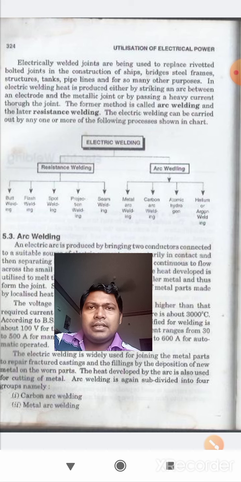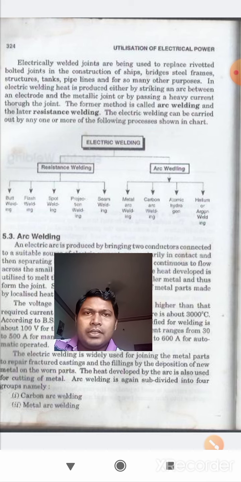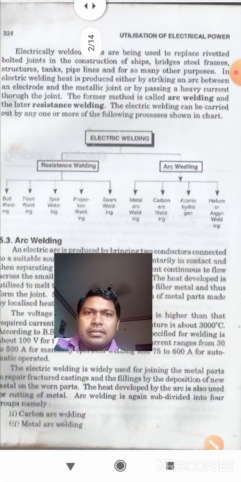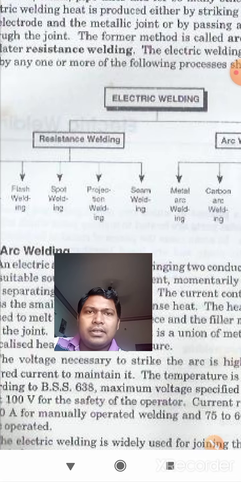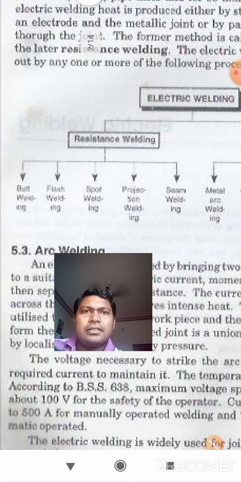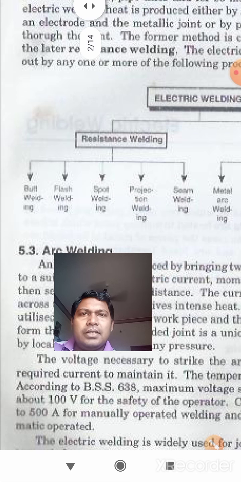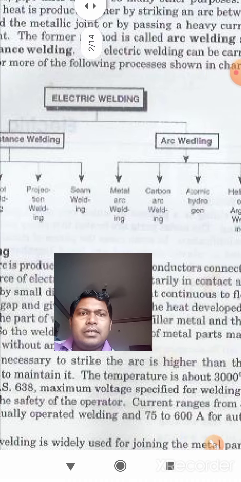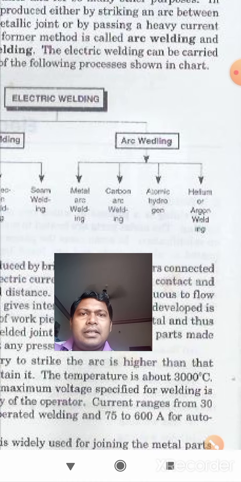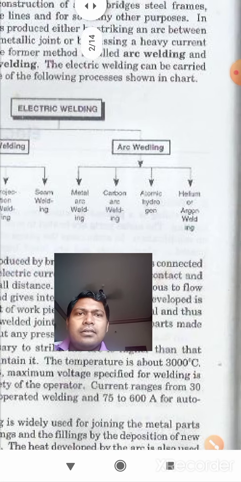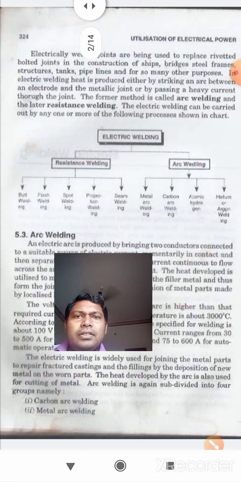Electric welding can be carried out by any of the following processes shown in the chart. So there are a number of ways by which electric welding can be done. In this chart it can be seen that electric welding can be categorized as resistance welding and arc welding. Now what are resistance weldings? Butt welding, flash welding, spot welding, projection welding, seam welding. Similarly, on the arc welding side, you will find metal arc welding, carbon arc welding, atomic hydrogen, and helium or argon welding. So these were the types of welding, students.